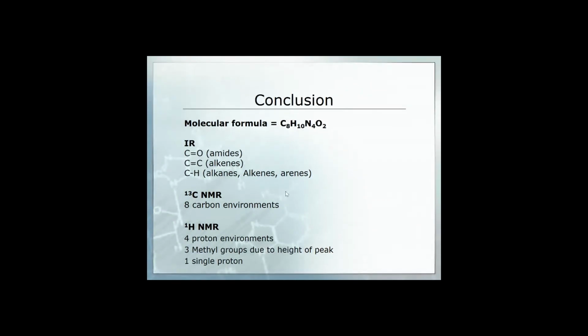So what's our conclusion over all this? We have our molecular formula. We have our infrared data. So we know we've got carbon double bonded to carbon, carbon double bonded to oxygens. We also know we have 8 carbon environments, 4 proton environments with the ability to predict 3 methyl groups and 1 proton on its own.